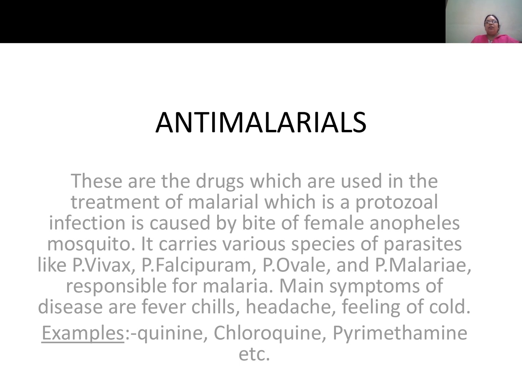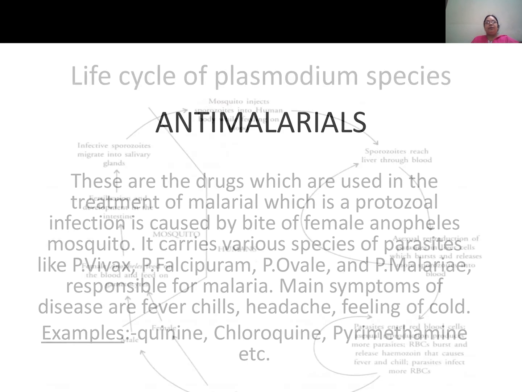Antimalarials are the drugs which are used in the treatment of malaria. Malaria is caused by protozoal infection by the bite of the female Anopheles mosquito. There are various species of parasites like Plasmodium vivax, Plasmodium falciparum, Plasmodium ovale, and Plasmodium malariae, which are mainly responsible for malaria. Main symptoms of the disease are fever, chills, headache, feeling of cold, etc. Examples of antimalarials are quinine, chloroquine, pyrimethamine, to name a few.